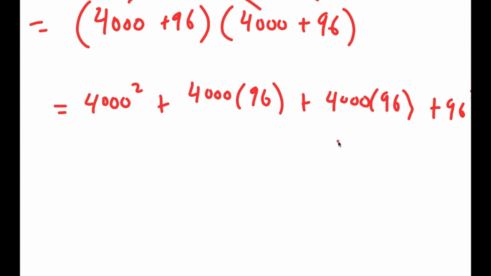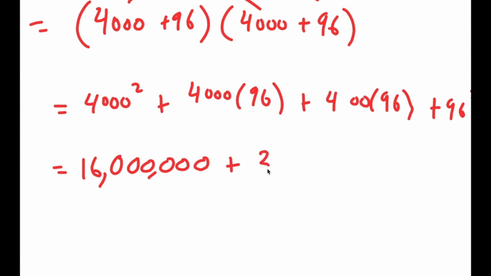Now, from here, 4,000 squared, well, this is simple because all we have to do is 4 squared, which is 16, and then 1,000 squared, which is a million. So a million has 6 zeros, so all we have to do is add 6 zeros to the end of this. So I get 16 million, it's 4,000 squared, plus 4,000 times 96. Well, 4 times 96 is 384. So then all we have to do is add 3 zeros to that. So I get 384,000.